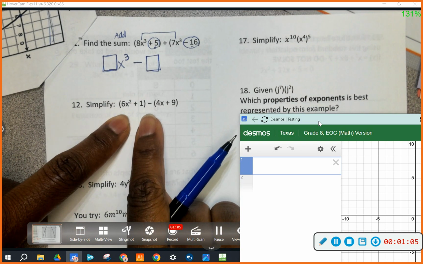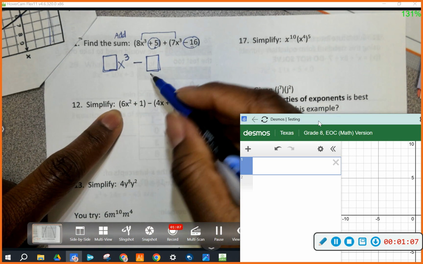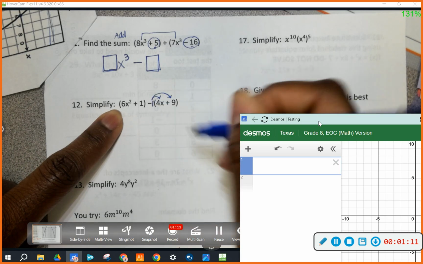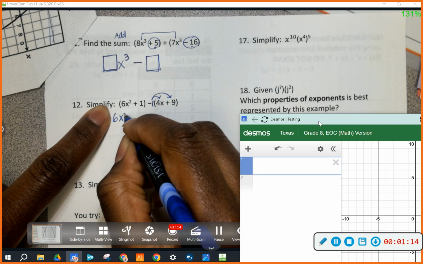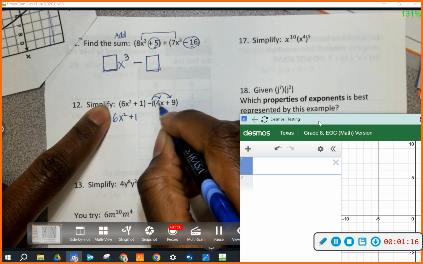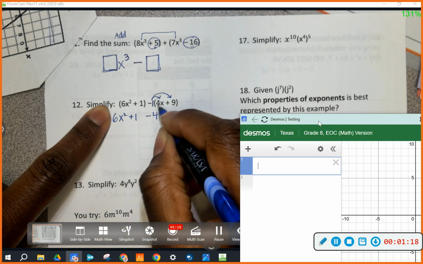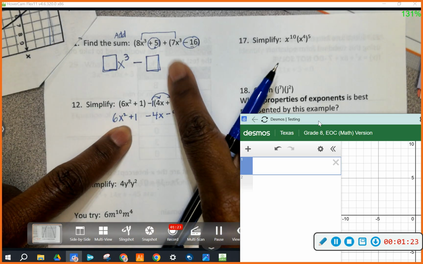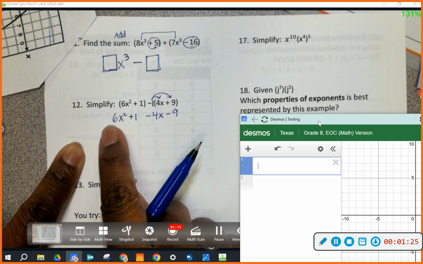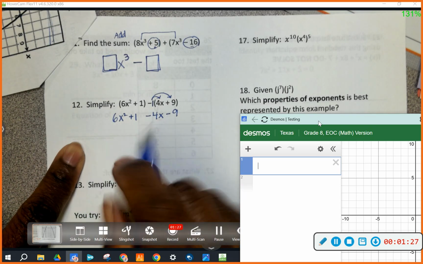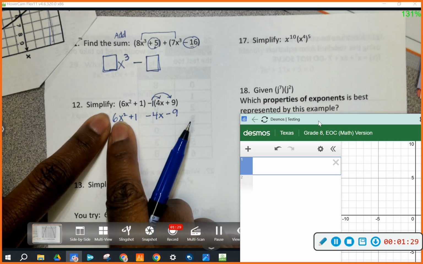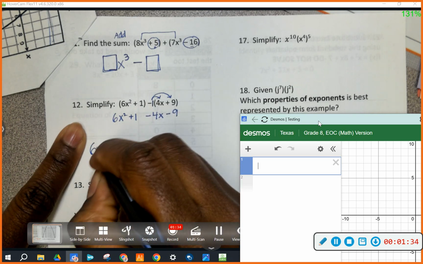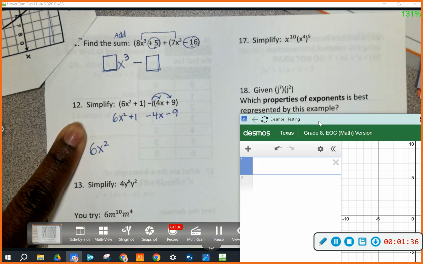Now the next one's going to be a little different because we've talked about this negative has an invisible 1, which is going to change the signs of both of those. This front number will not change, but this will become a negative 4x, and this will become a negative 9. Now you can do exactly the same thing we did up here, which is combine the like terms. Notice, x squared. Does this have any other x squareds? No. So 6x squared is already a part of our answer, okay?